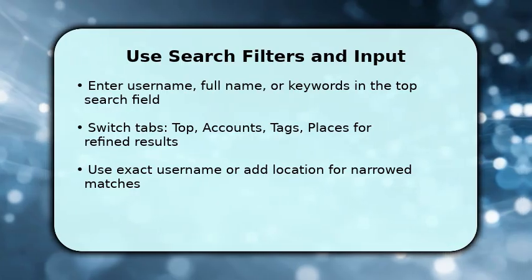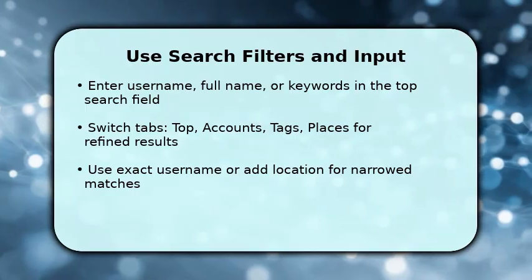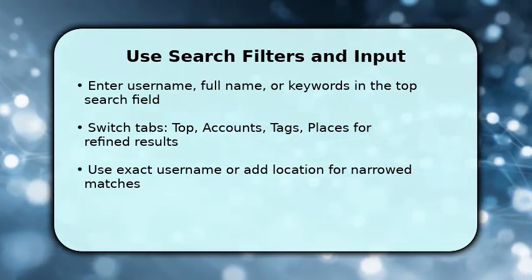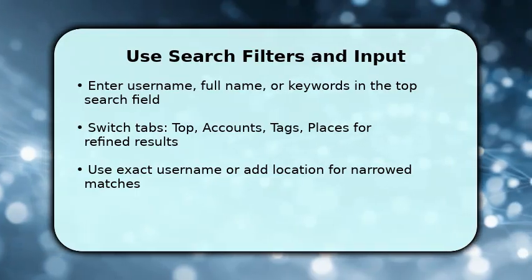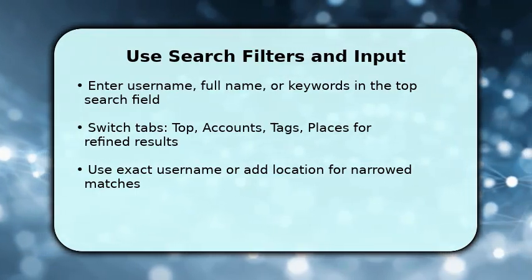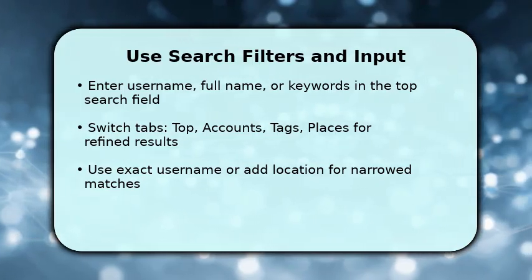Once you type, switch between tabs: top, accounts, tags, places to filter results. Choose accounts for people. If results are noisy, add location words or partial usernames to narrow matches. Make sure to look for the verified badge or profile photo to confirm identity. You can also open profiles.